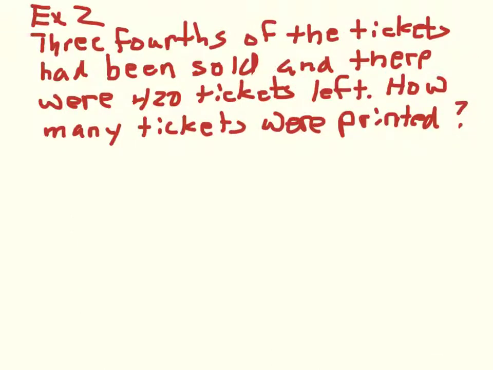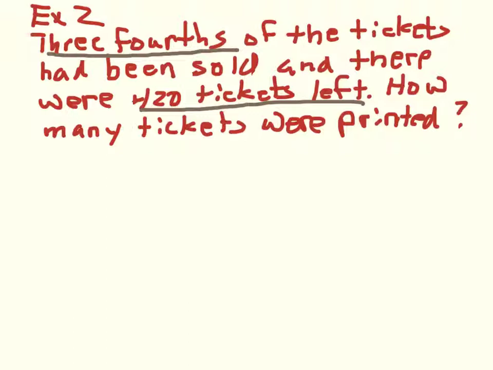All right, one more example. It says 3/4 of the tickets had been sold, and there were 420 tickets left. How many tickets were printed? Now this is a little bit more involved than the last example, and I'm going to underline a couple key words here. 3/4 of the tickets were sold. But when we go to the next part of the sentence, it says there were 420 tickets left, meaning that 420 were not sold.